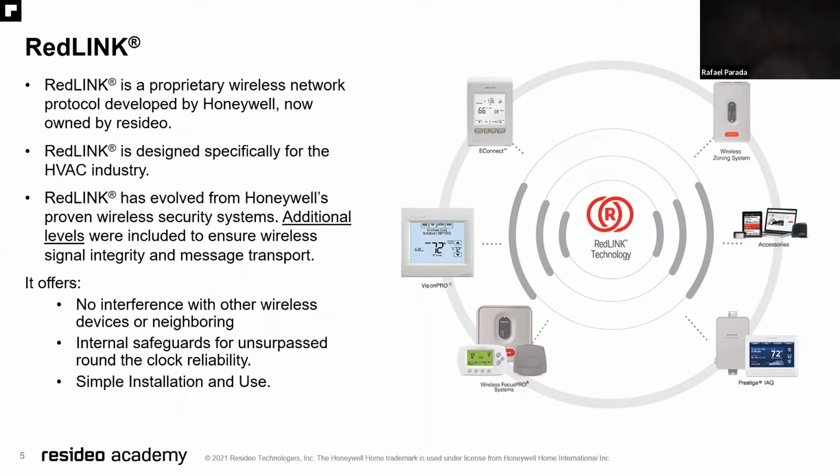And this evolved from the Honeywell's proven wireless security system. We add some security levels to ensure all the communications are going to achieve the host or the devices that are communicating between each other. It will offer no interference with other wireless devices or neighboring. So if my neighbor does have a RedLINK device, my RedLINK device will not interfere with his system. We have safeguards and unsurpassed round-the-clock reliability because we use a spectrum of frequencies to work, so ensuring all the messages are going to be delivered. And well, it's going to be really easy to install and use.